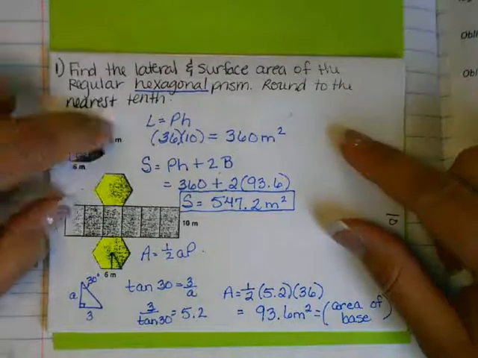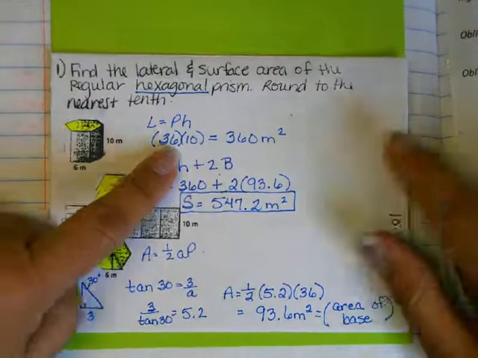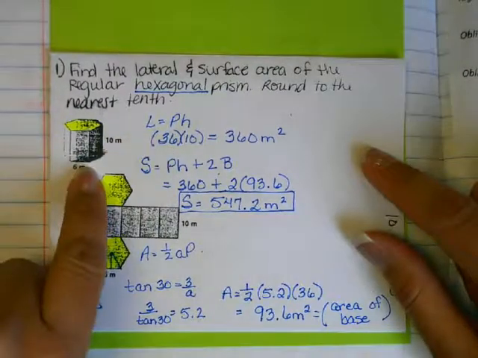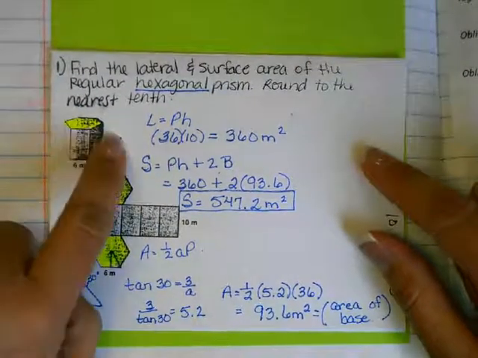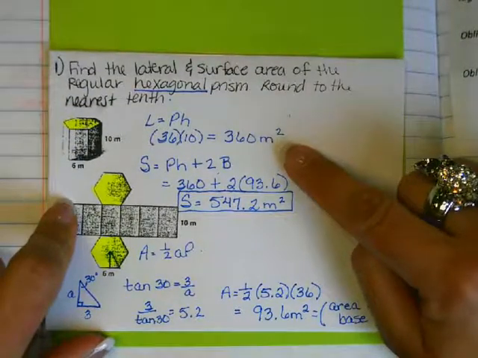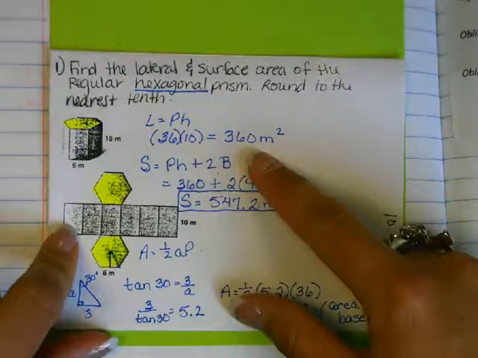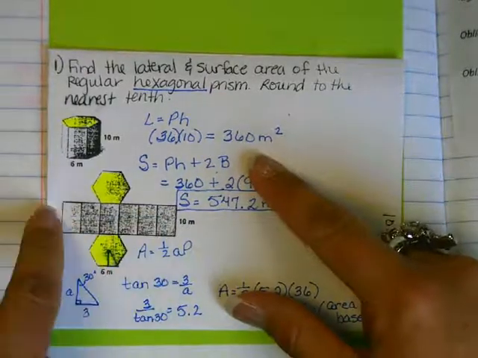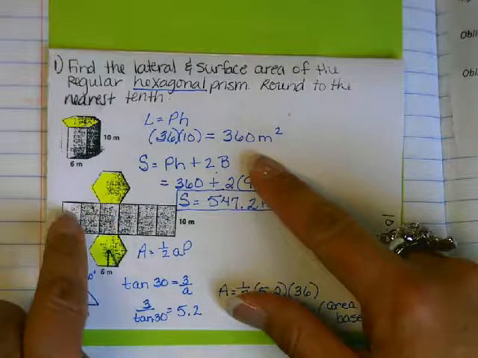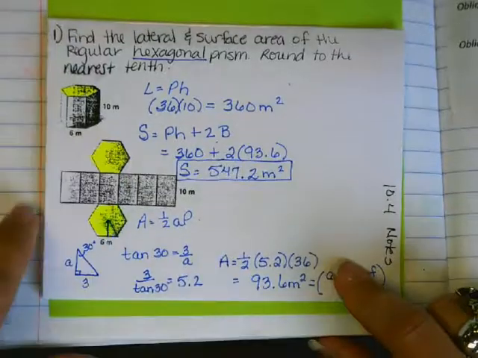The lateral surface area: remember the formula was big P times H, so perimeter of your base times the height. That gives me the label around my soup can, if you will, which equals 360 meters squared. The total surface area is going to be that 360, because that was around the outside, which, by the way, is this piece right here. And now we need to find the area of our polygonal bases. All right, so we have hexagonal bases.